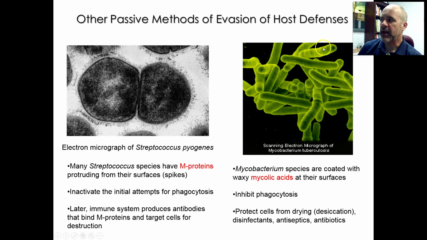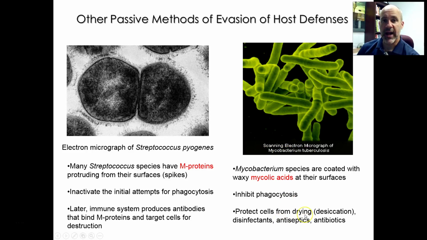Now over here we've got an electron microscopic image of Mycobacterium tuberculosis, which causes TB. And we've talked about how it has a special cell wall made from mycolic acids. Those are a waxy form of lipid. And those also inhibit phagocytosis. So your macrophages and your neutrophils can't latch on to Mycobacterium tuberculosis quite as easily as they can other types of microorganisms.